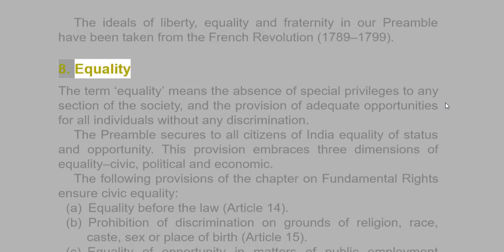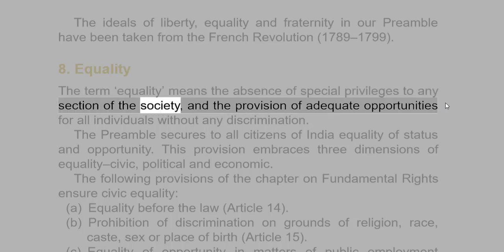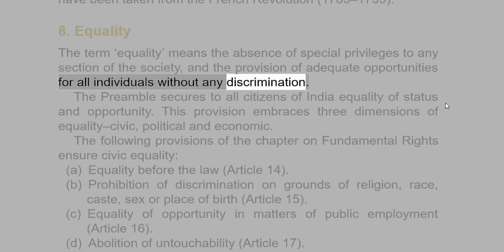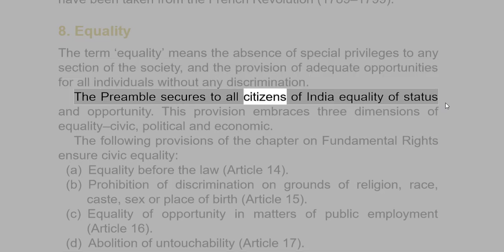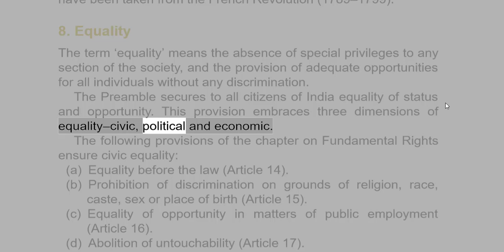1789-1799. 8. Equality. The term equality means the absence of special privileges to any section of the society, and the provision of adequate opportunities for all individuals without any discrimination. The preamble secures to all citizens of India equality of status and opportunity. This provision embraces three dimensions of equality: civic, political and economic.